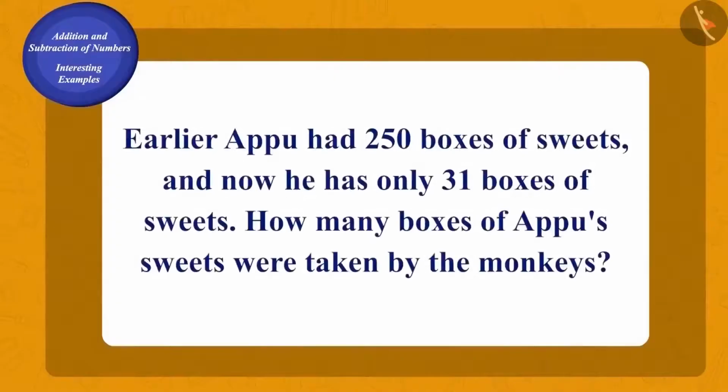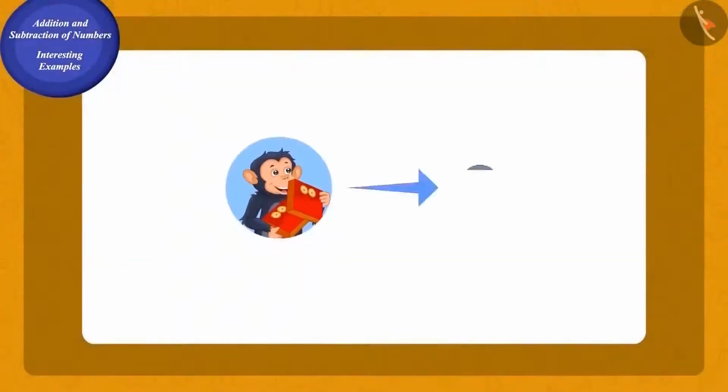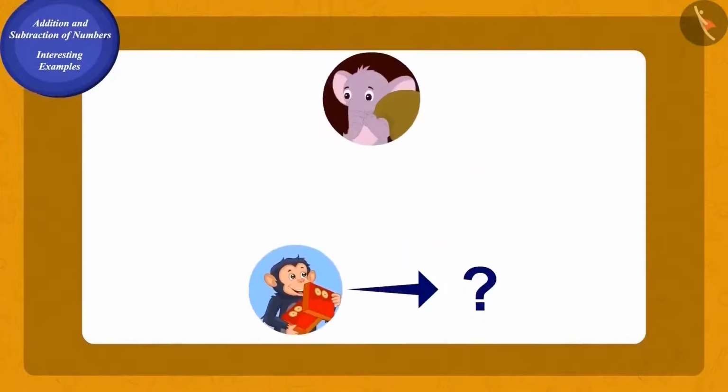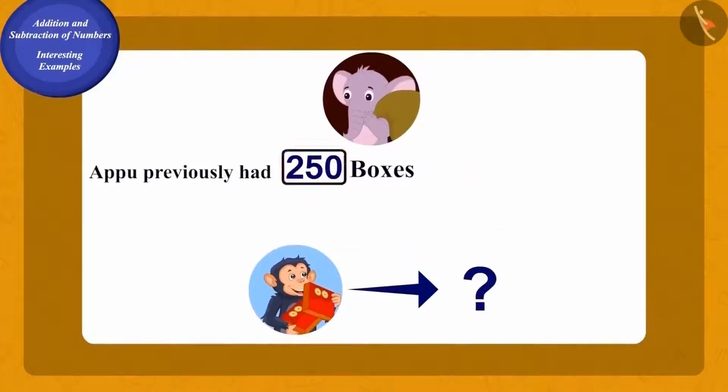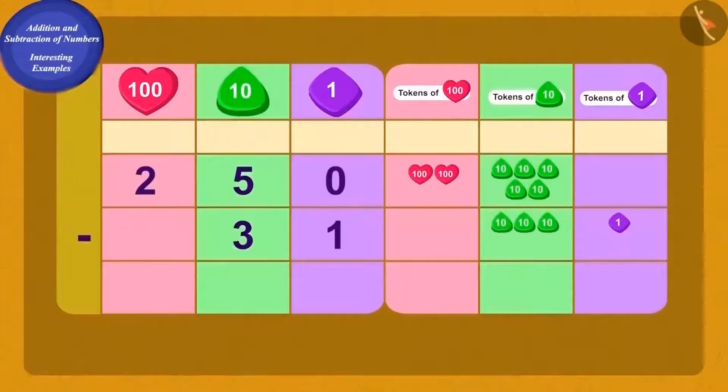Earlier, Appu had 250 boxes of sweets and now he has only 31 boxes of sweets. Can you tell how many boxes of Appu's sweets were taken by the monkeys? How do we find out the number of boxes the monkeys had taken? We need to subtract the number of boxes left with Appu from the number of boxes Appu was carrying. We will write 250 and 31 using 100, 10 and 1 digit places in the place value chart. Is this correct, children?